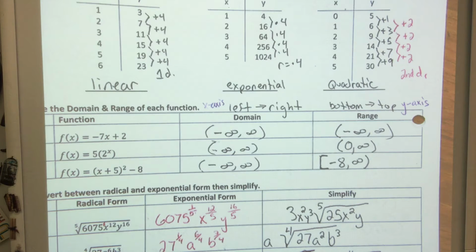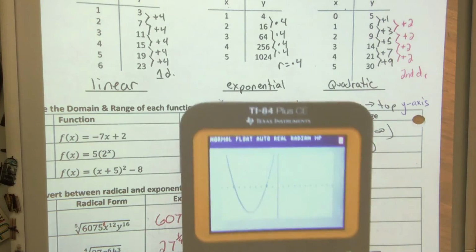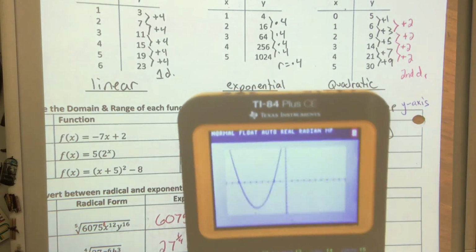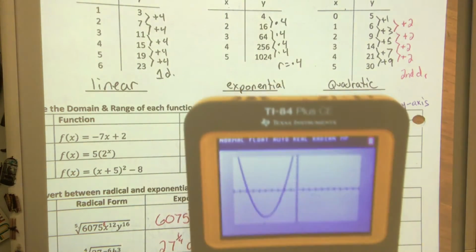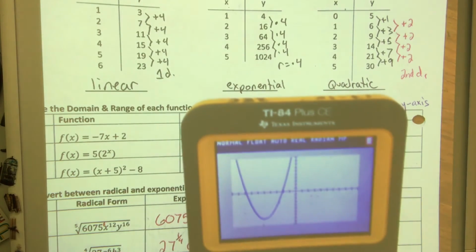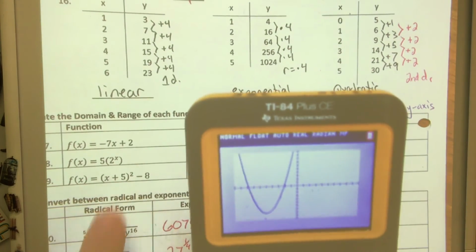I'm just going to get my calculator because I want to show you at least the graph for the next function. Actually, I will do the third function first since it's already in my graphing calculator. This one is a picture of f of x equals x plus 5 squared minus 8. It's this one right here.